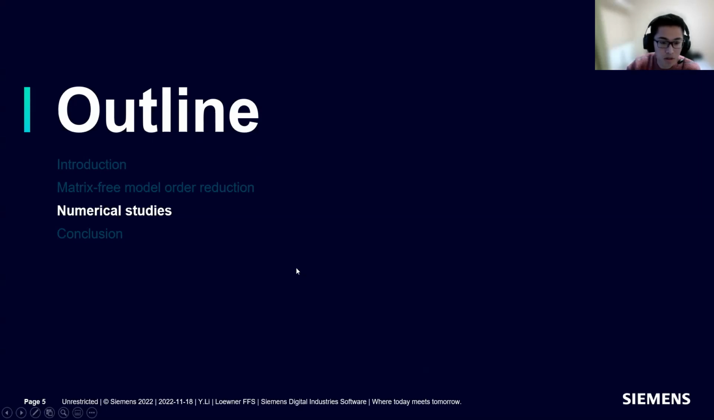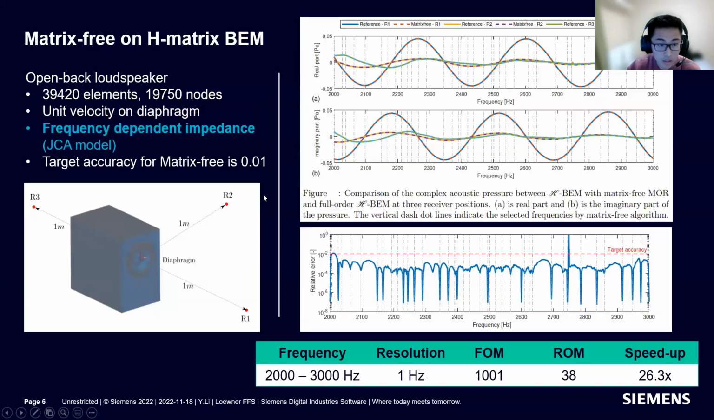and also our new BEMAO solver. The first example is an open back loudspeaker. We have an open boundary condition at the back of the speaker, and after meshing, we end up with roughly 40,000 elements and 20,000 nodes. The excitation is a velocity boundary condition on the diaphragm. In this case, we consider frequency dependent impedance, which is assigned inside the loudspeaker.